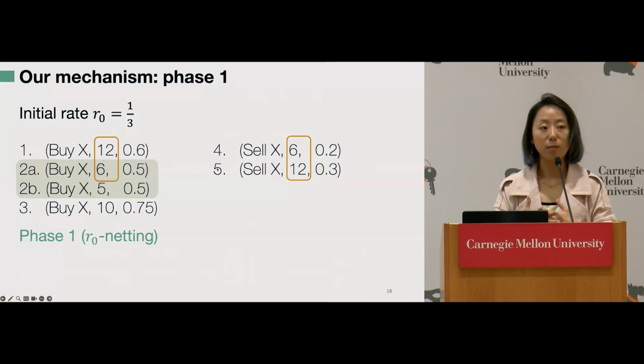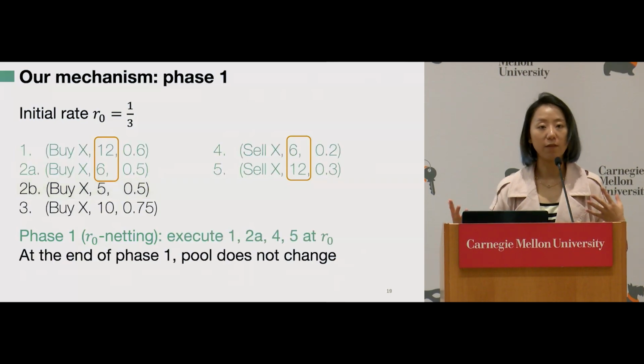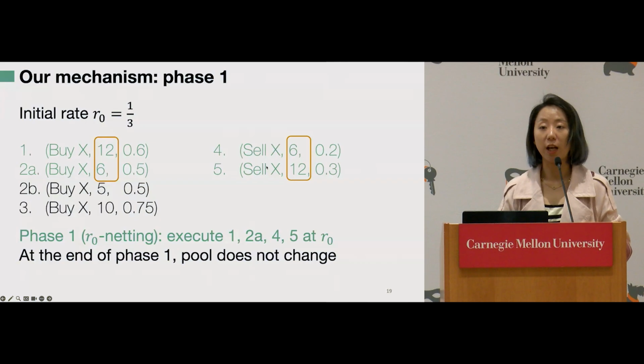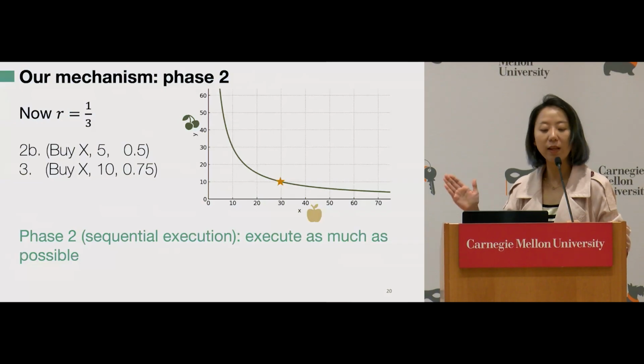When we execute them all together at the initial rate R0, you can just think of them as canceling out. So these 18 units of buy orders trade with these 18 units of sell orders without needing to change the state of the pool. So at the end of phase one, 1, 2a, 4, and 5 are executed, and the pool state does not change. Now when we enter phase two, we're only left with buy type orders.